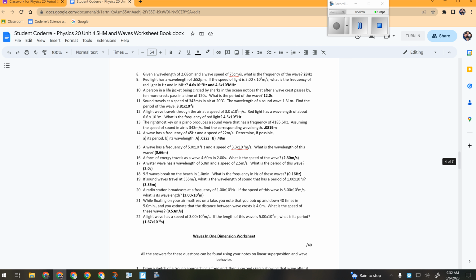Microwave, electromagnetic wave, light wave, all travel at the speed of light. Speed of light is a given on your formula sheet. It is 3.00 times 10 to the 8 meters per second. So anytime a question is talking about an electromagnetic wave, a microwave, a radio wave, whatever, it's talking about light. Those are all light waves, so they all travel at the speed of light. Sound waves are different. They might give you the speed of sound, or they might give you the temperature and have you calculate it. But just know that anything electromagnetic is light.